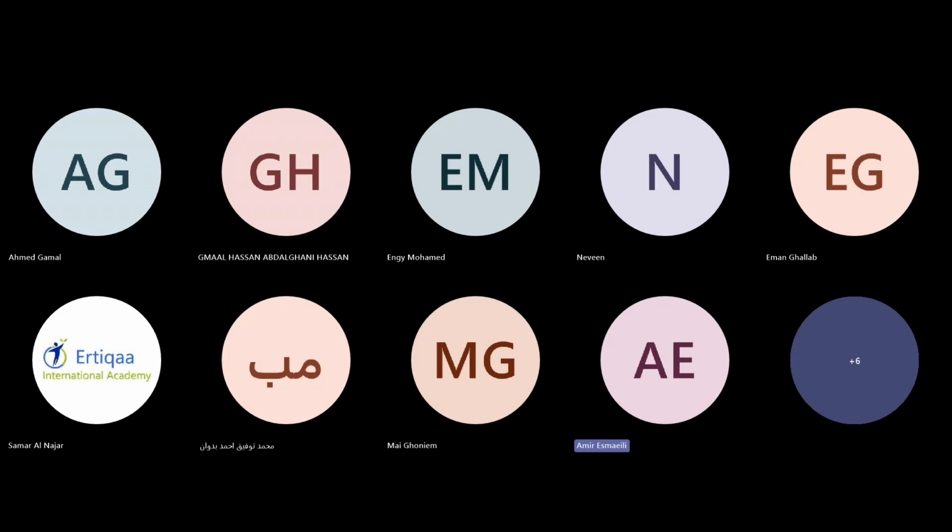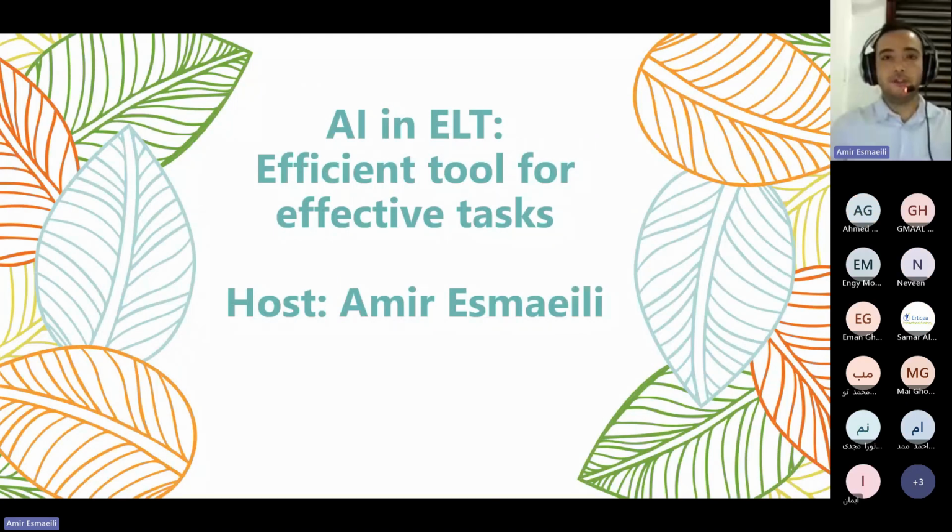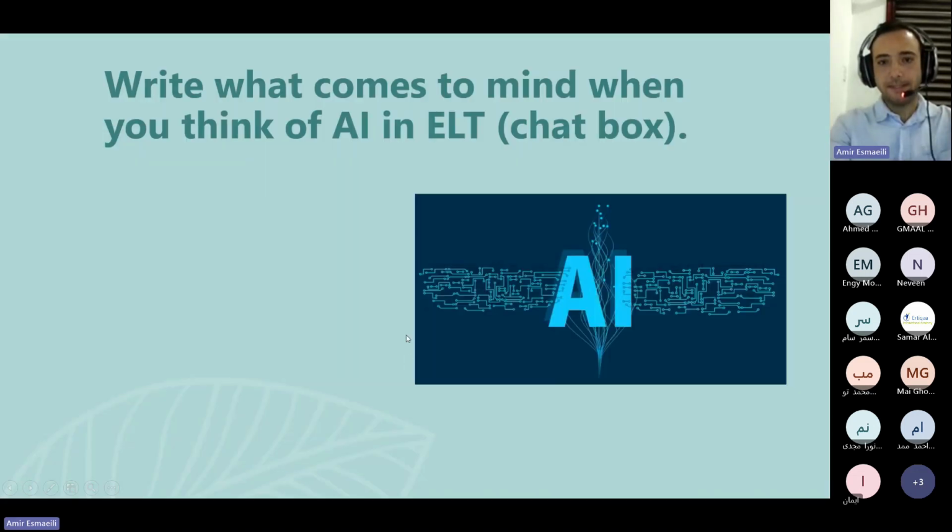Today we are going to talk about artificial intelligence, as Samar said earlier, and hopefully all of us together are going to see how we can exploit artificial intelligence in our English language classes to provide a more congenial, better, conducive context for our language learners. So let's begin with this.